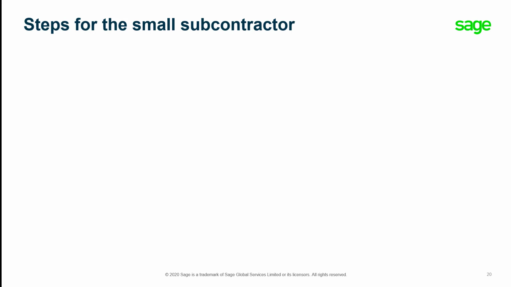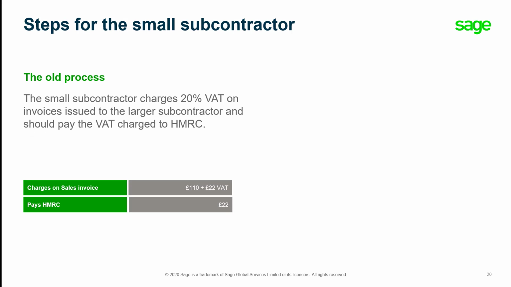The change for the small subcontractor comes when they need to send a customer invoice to the larger subcontractor, the next one in the supply chain. So first, let's take a look at the old process. Under the old process, the small subcontractor would charge 20% VAT on the invoices they're issuing to their larger subcontractor, and they should pay that VAT to HMRC. In this example, you can see that they've charged £110 plus £22 VAT, and £22 is due to HMRC.